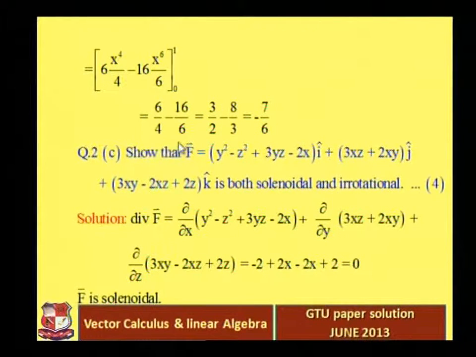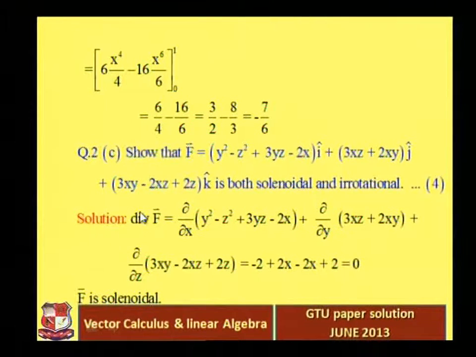That is just a simple numerical calculation: put the value of 1 instead of x, you will get 6 by 4 minus 16 by 6, and when we put 0, the whole term becomes 0, so we don't need to put 0 here. 6 by 4 minus 16 by 6 is equal to 3 by 2 minus 8 by 3. Take LCM and just simply solve it. That is equal to minus 7 by 6. The final answer is minus 7 by 6.